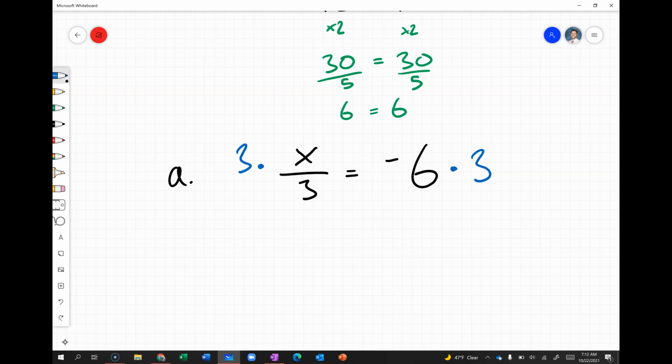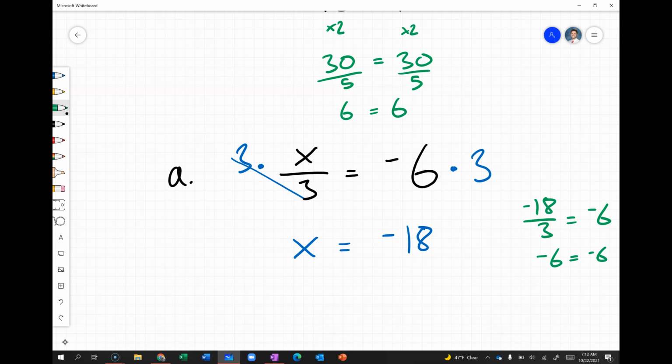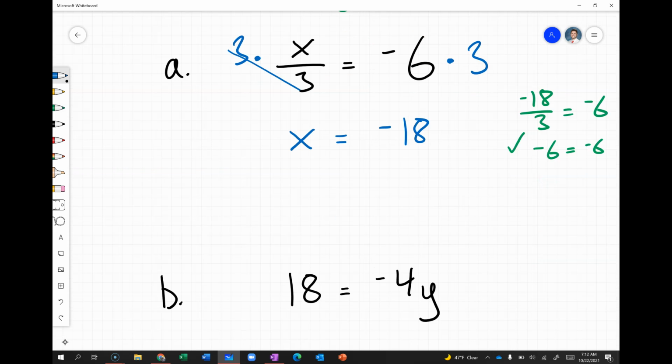So that's going to give us on the left side of the equation simply x. And on the right side of the equation, negative 6 times 3 would be negative 18. And as always, we can check our answer. Negative 18 divided by 3. Does that equal negative 6? And most certainly it does. So we've done that correctly. Let's look at the next one.